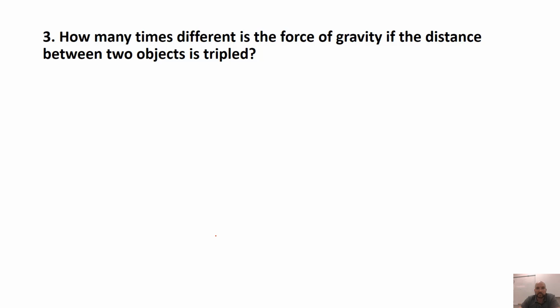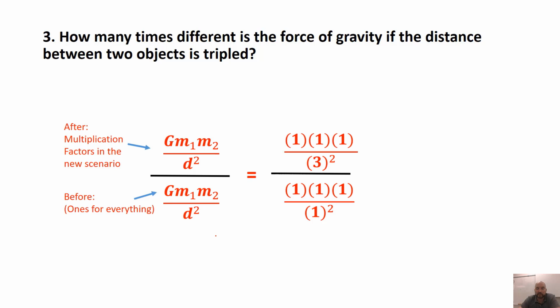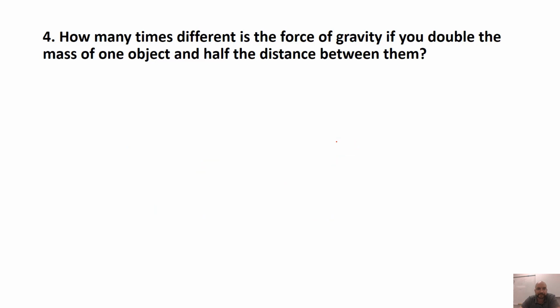How many times different is the force of gravity if the distance between objects is tripled? You do the law of 1's just like in our lesson before. 1's everywhere on the bottom. Only a 3, the distance is tripled, so you get 1/9. Once again, if you're making a mistake there, you forgot the squared. That's still something that has to be placed there, even when you're doing law of 1's.